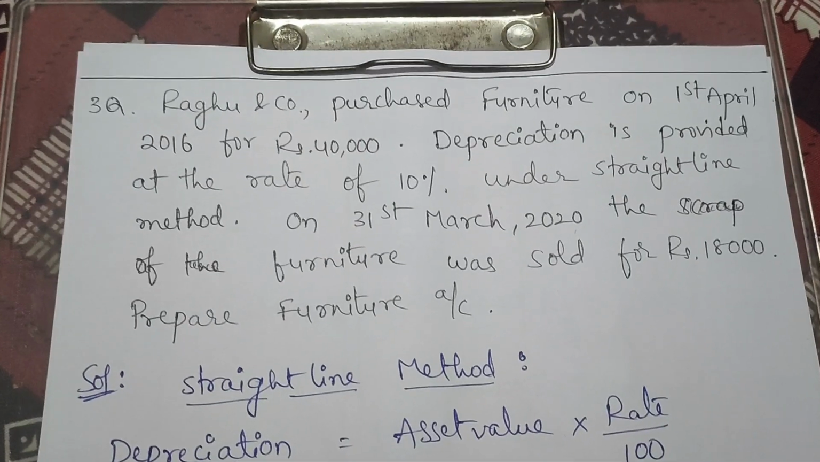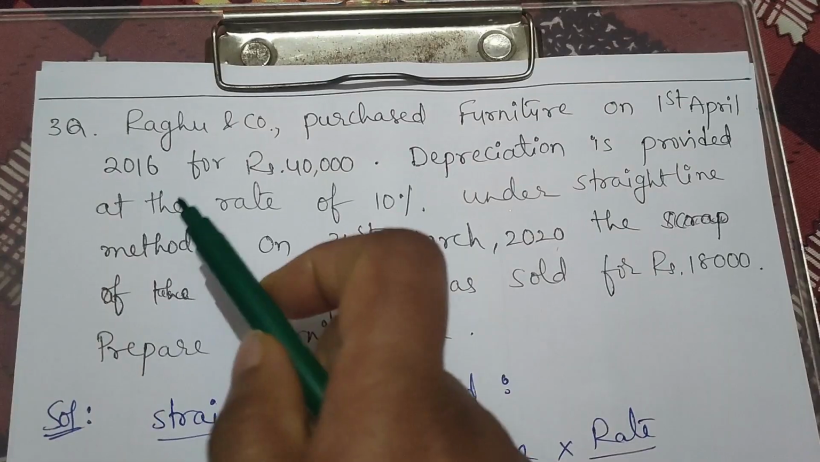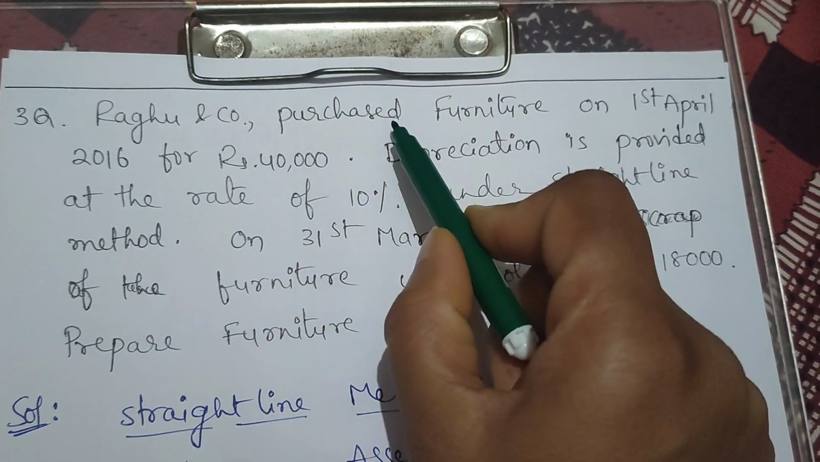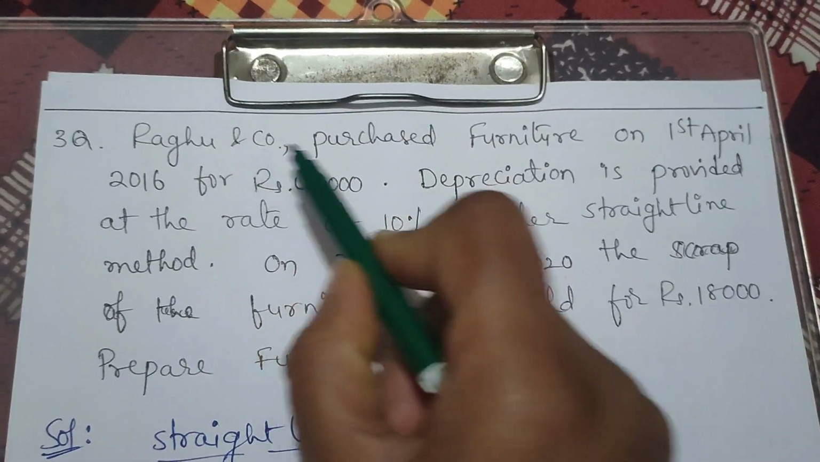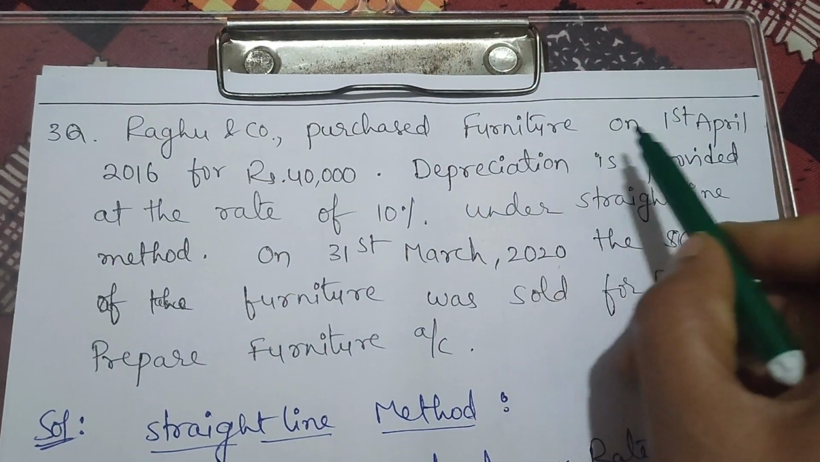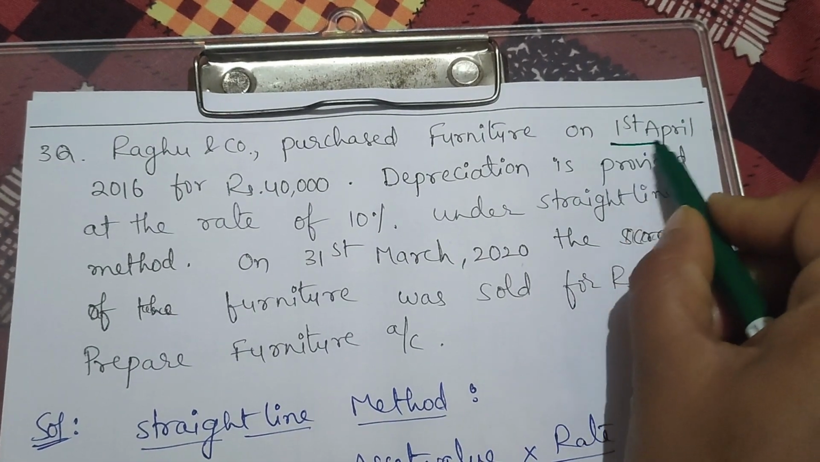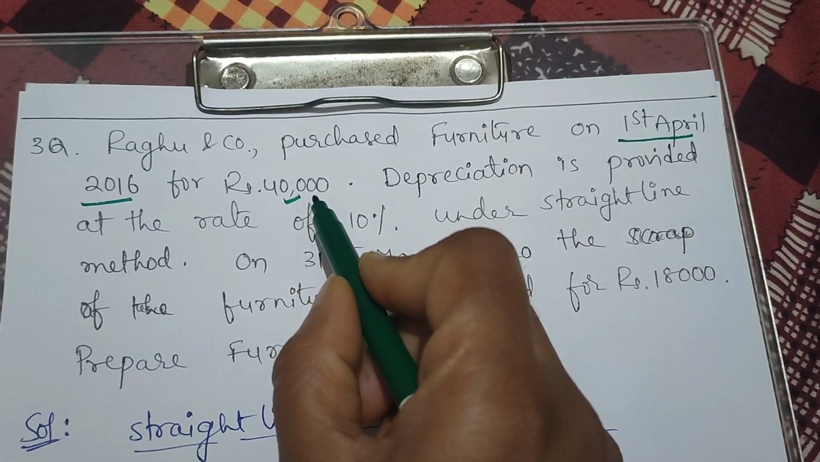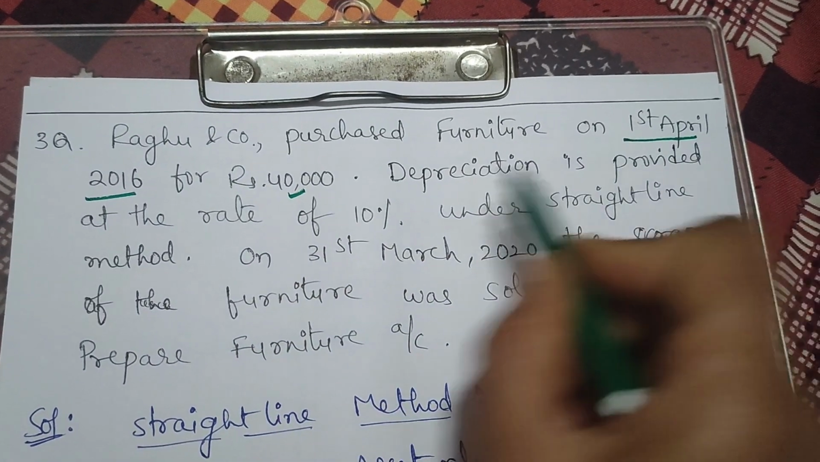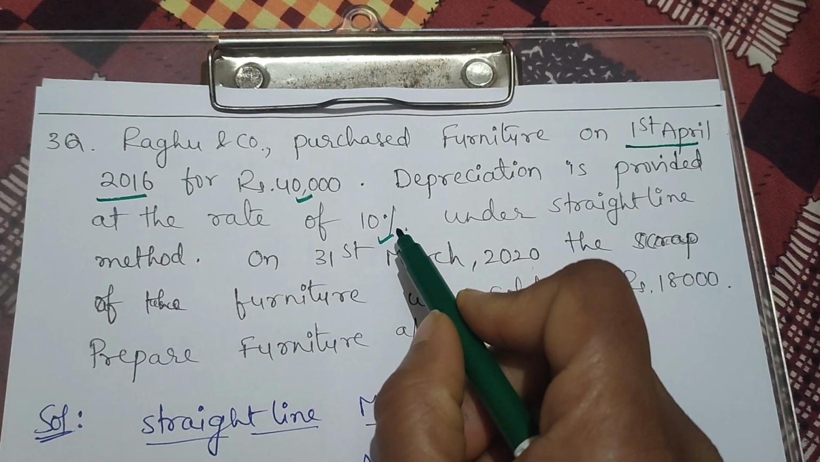Let us discuss next question. This is third one. Let us read the question first. Raghu and company purchased furniture. So Raghu and company is one company. They are purchasing furniture on 1st April 2016. This is the purchasing date. And what is the purchasing price? 40,000. Depreciation is provided at the rate of 10%. This is the rate of depreciation.